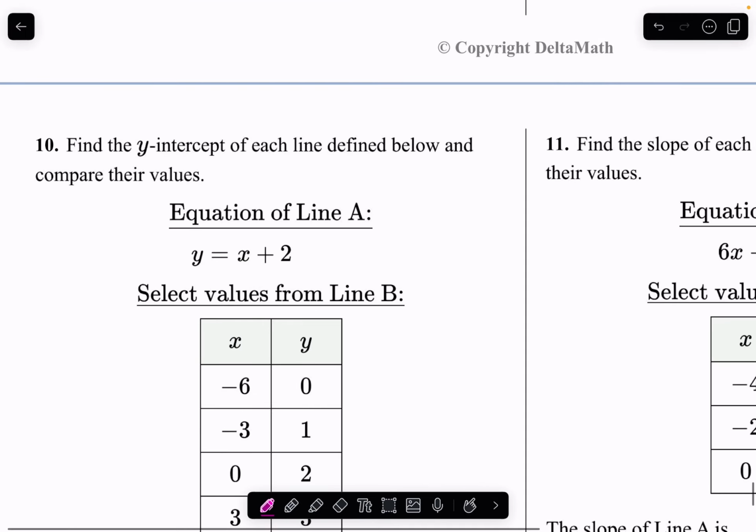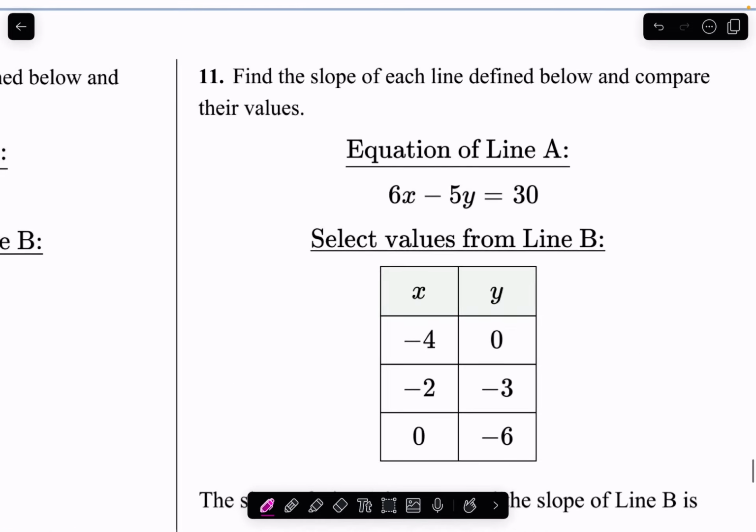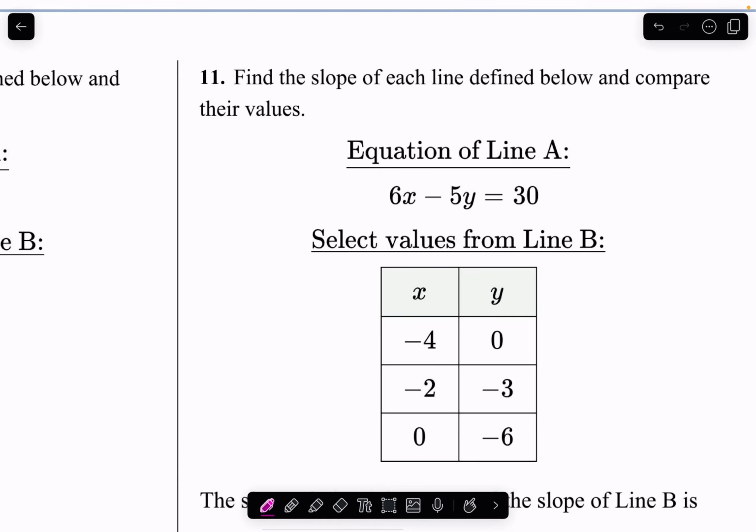So number 10 is going to be very similar. The only difference is we know that the y-intercept, as previously mentioned, occurs when the x value is 0. So you would do it the exact same way, except you're going to plug 0 in for x. All right. Let's see. This guy here, it says find the slope of each line.